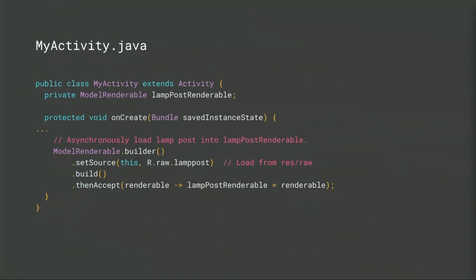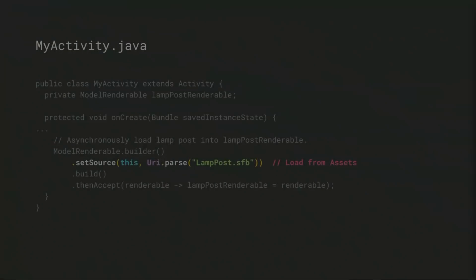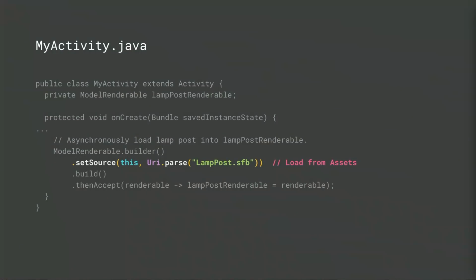So this was for loading out of res-raw. If we were to load out of assets, it's just slightly different. This code is almost exactly the same, except for one line. When we set the source, we just need to set it to a URI and parse out the actual file name instead of a resource ID. You'll notice this is just the lamppost.sfb directly in the assets folder. This is how we would load that. You can define a directory hierarchy however you please and just reference the path all the way from the assets folder to your SFB right here.